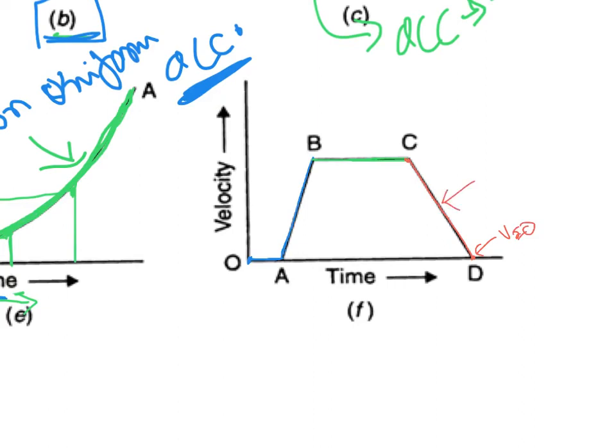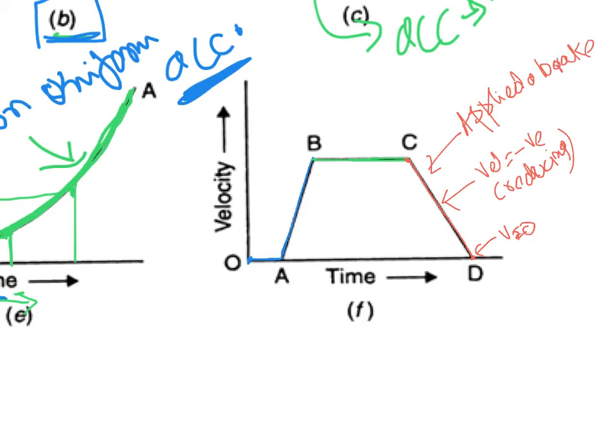Here the velocity is negative, which means I am reducing my velocity, which means I have applied a brake. This is my uniform retardation. Retardation means negative acceleration.